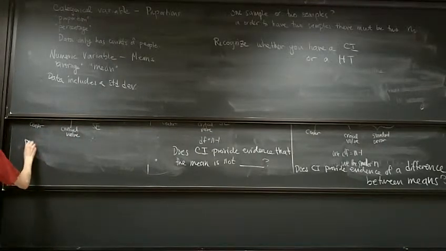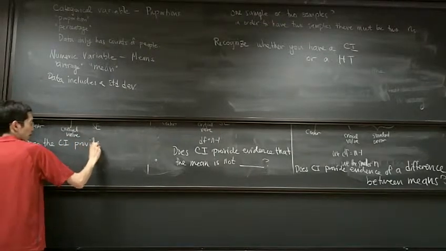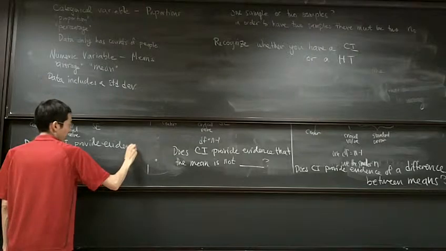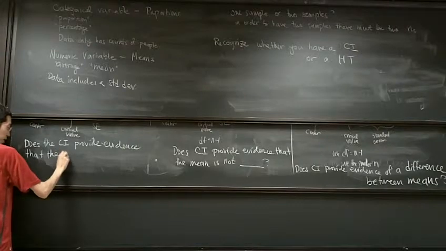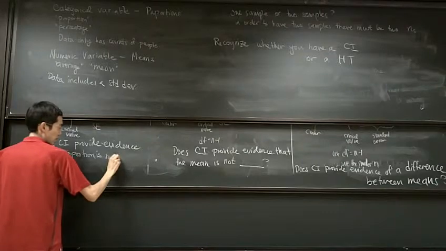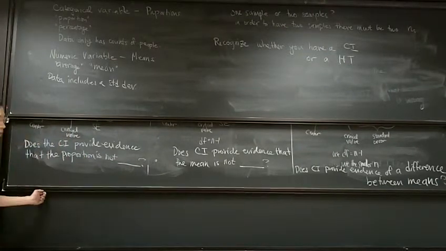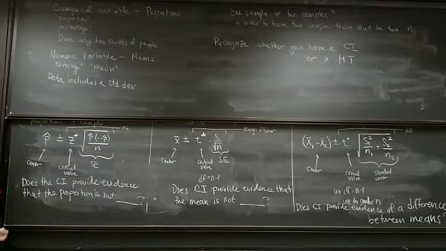This one would say, does the confidence interval provide evidence that the proportion is not blank? And how do we answer these questions? Or how do we decide that it does or does not provide evidence that it's not some number? Oh, we say we're 95% sure that such and such.